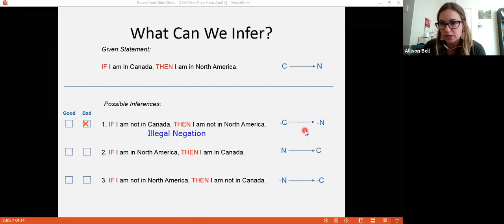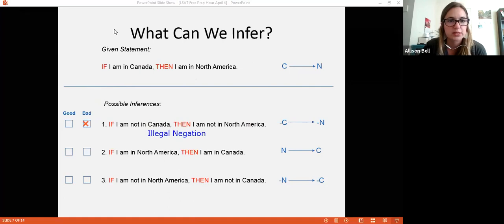The problem with that argument is it's making an illegal negation. In logic games, what's more likely to happen is they'll give you a statement and you have to make sure that you don't accidentally illegally negate that statement when you're coming up with your own inferences. All right, the second statement, if I am in North America, then I'm in Canada.